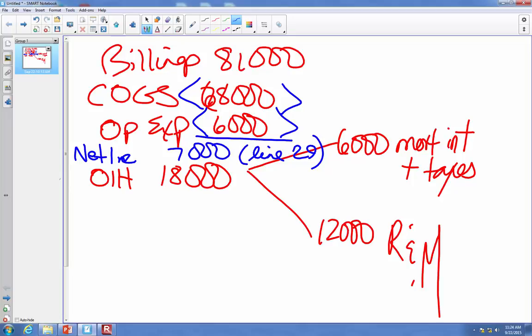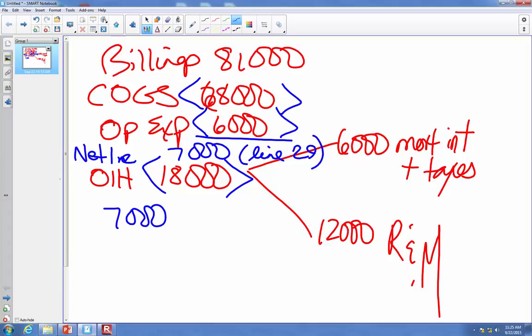What does the rule say? Can I take the full 18,000? Why not? Here's what you have to do. We have to unpackage it. I compare these two numbers and I'm like, oh, I'd like to take that 18 so I have a negative 11 to throw against my spouse's W-2, but I can't.